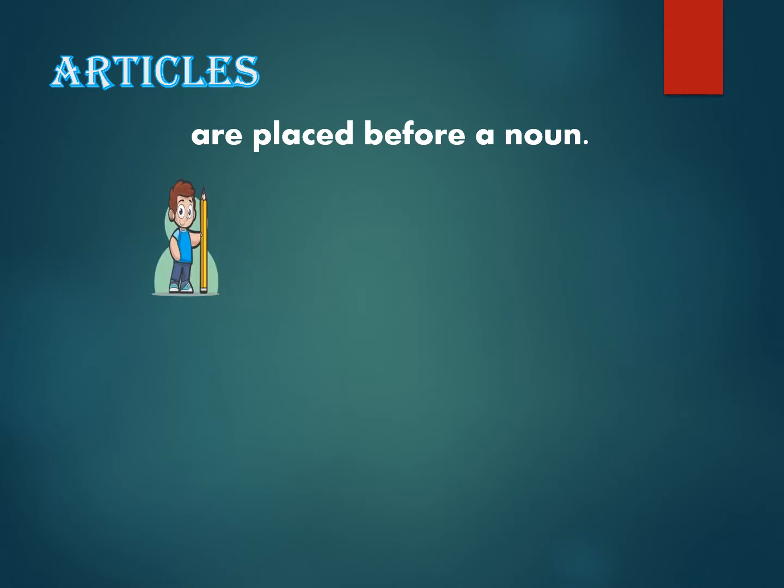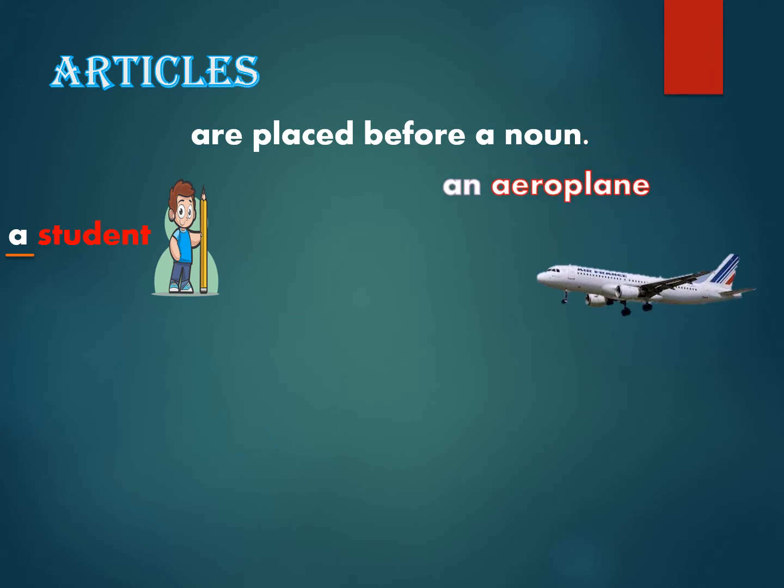Example, a student. Here, student is a noun. So, article a is placed before it. Let's see another example. An aeroplane. Here also, aeroplane is a noun. So, article an is placed before it.